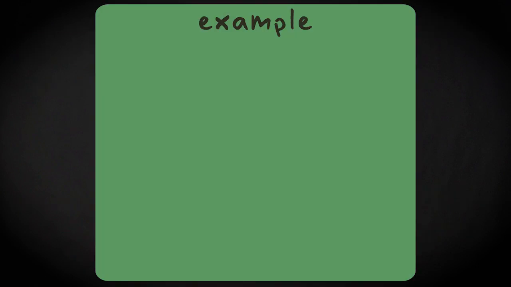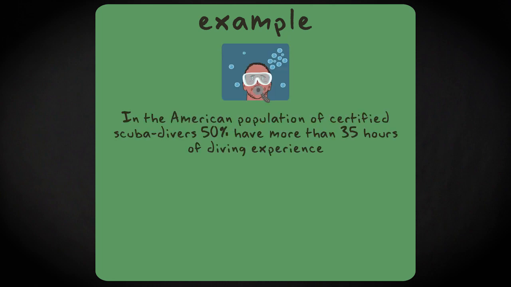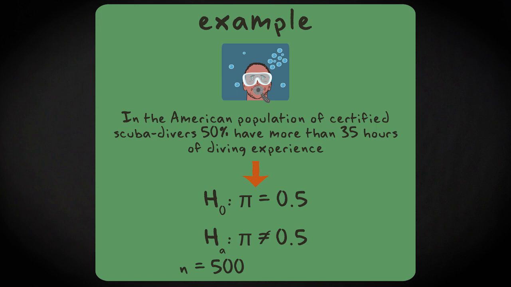Let me give you an example. Imagine your null hypothesis is that in the American population of certified scuba divers, 50% have more than 35 hours of diving experience. In other words, pi equals 0.5. The alternative hypothesis is that it is another percentage. In other words, pi is not 0.5. You asked a simple random sample of 500 American divers how much diving experience they have, and you find that a proportion of 0.56 has more than 35 hours of diving experience.